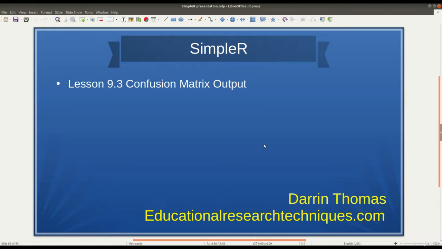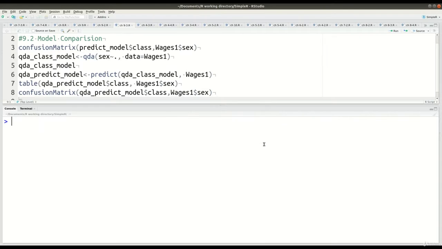After we do that, we're going to compare our linear discriminant analysis model with our quadratic discriminant analysis model to see which one is better at predicting gender based on the other variables available in the wages 1 data set. So without wasting any more time, let's go over to R.